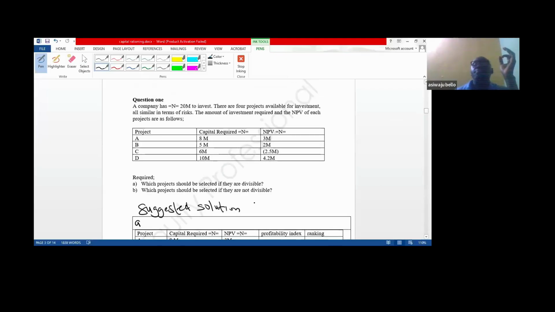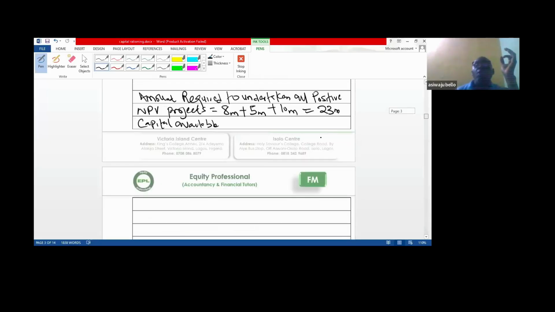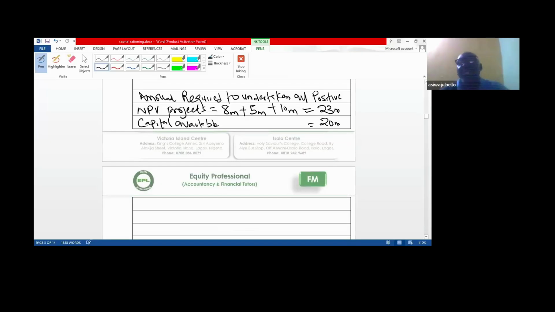$20 million. Obviously, we don't have sufficient capital to undertake all viable projects. That means one of these projects may be reduced or rejected. You now go and calculate to know the project to be accepted.